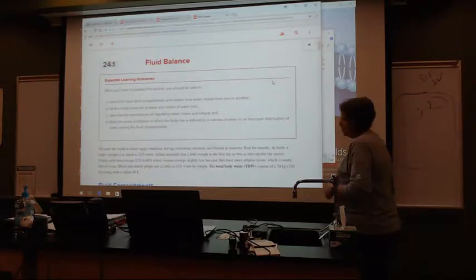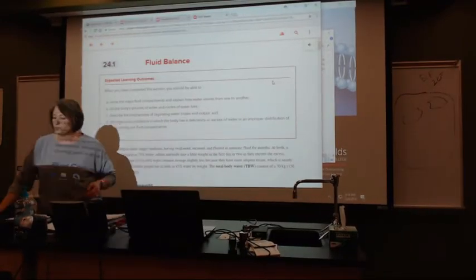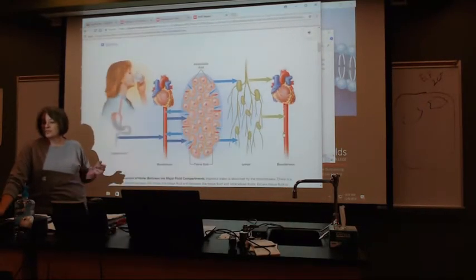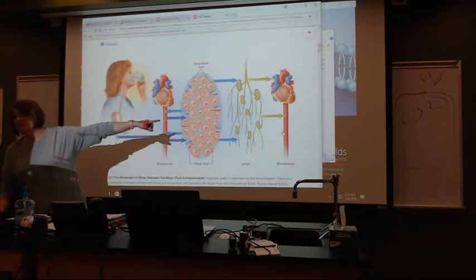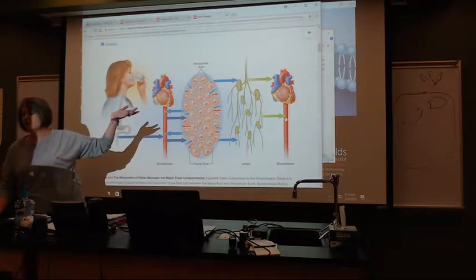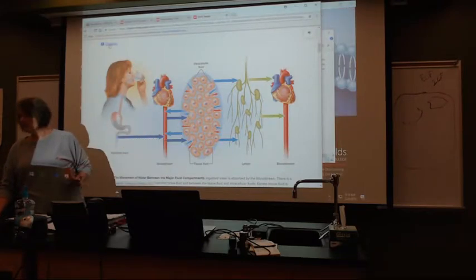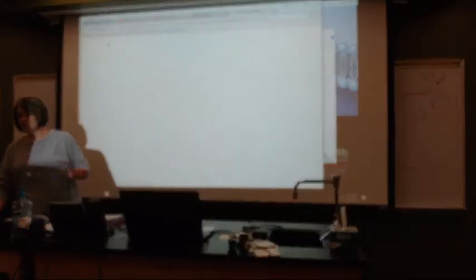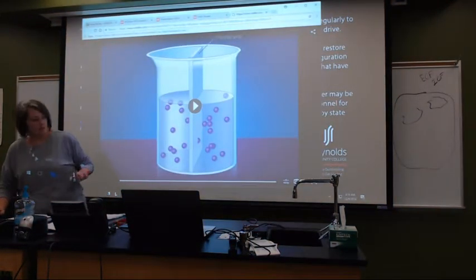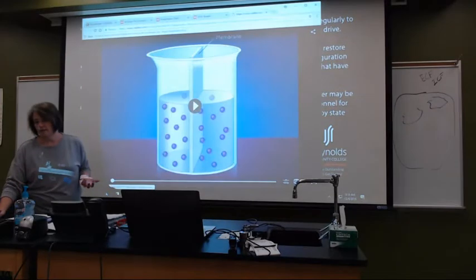So your textbook, the reason I left this up is because it lets you know the fluid compartments. It's once again trying to represent what I've tried to represent for the whole session. And we are dependent on this process of osmosis. So it's got a little video, and I thought we would just pay attention to that little video. Now, let's see if we can get it to play.